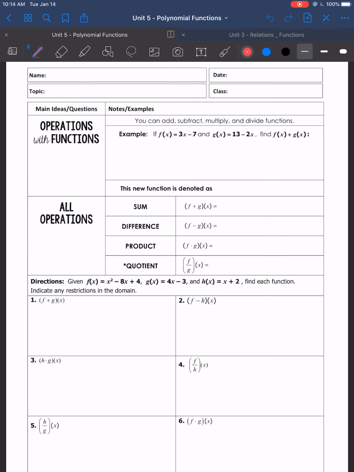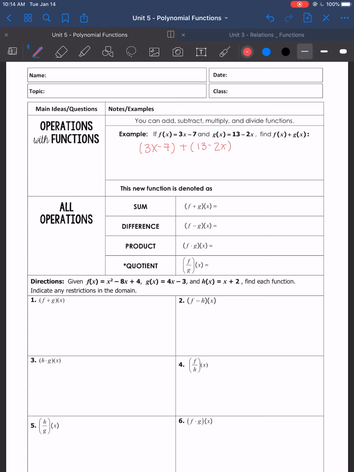Today we will be talking about operations with functions, which includes composition of functions. For an operation with a function, you can add, subtract, multiply, and divide functions. So if we have f of x equals 3x minus 7 and g of x equals 13 minus 2x, we want to add the two functions together. So we will take f of x, 3x minus 7, and add it to 13 minus 2x.